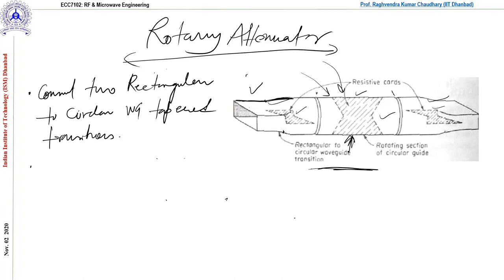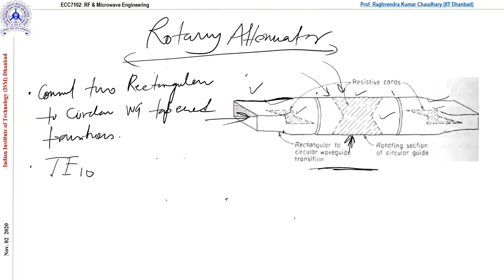So what happens is that the incoming wave will be going inside from, let's say, this side. The incoming mode is the TE10 mode, correct? After cutoff we will be having these things.